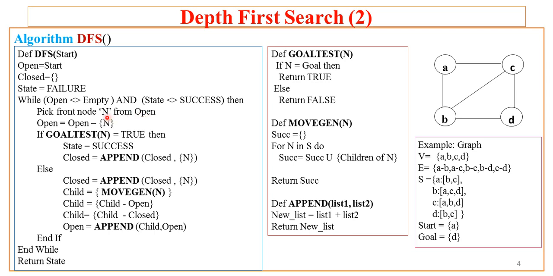So we'll pick up the front node of the open list and we'll call that node n. Now we'll remove that node which we have picked from the open and update the open. So open will have all nodes but one, that is n, not present in it. Now we'll check whether the node we have picked, that is the current node, is a goal node or not. So here the goal test function will return the status whether the given current node n is goal or not.